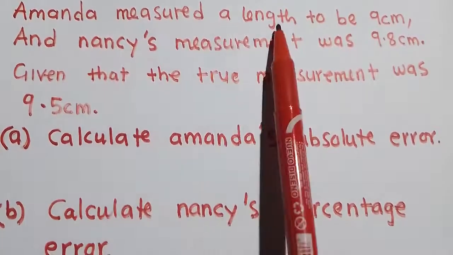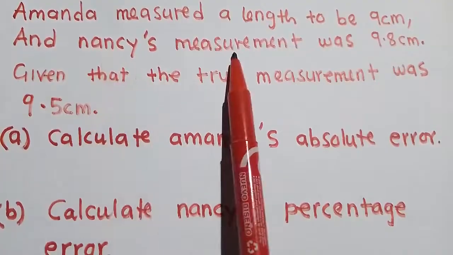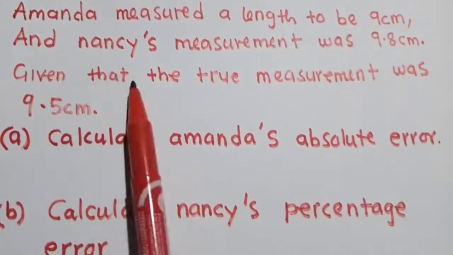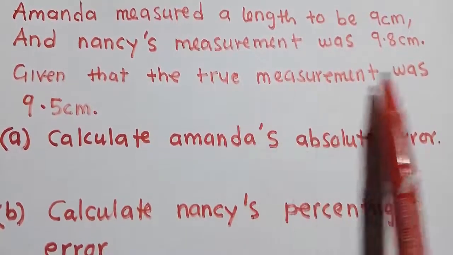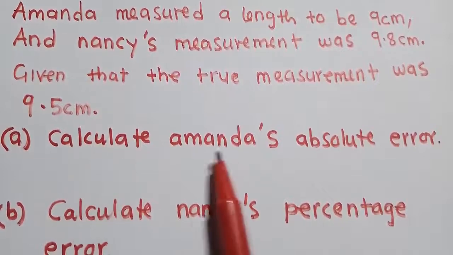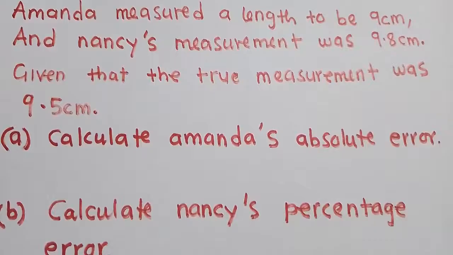Amanda measured the length to be 9 centimeters and Nancy's measurement was 9.8 centimeters. Given that the true measurement was 9.5 centimeters, calculate Amanda's absolute error. This is the question which you are given.